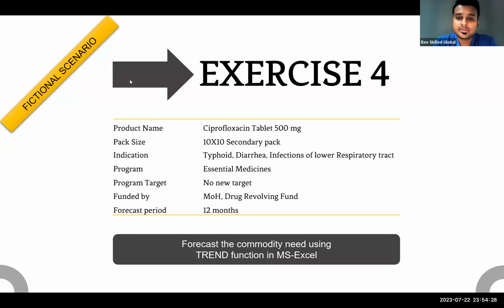However, today, since it is part of the weekly assignments, we would like to go over exercise 1 again, which is ciprofloxacin tablet, 100 tablets in the secondary pack, essential medicines, drug revolving fund. We need to prepare the forecast for 12 months. But in this case, instead of using average monthly consumption, we are going to be using the trend function in Excel.